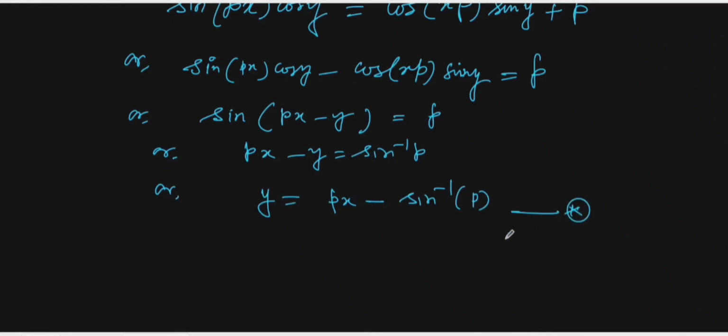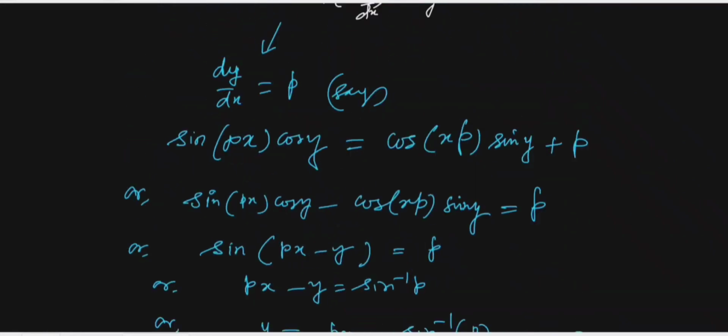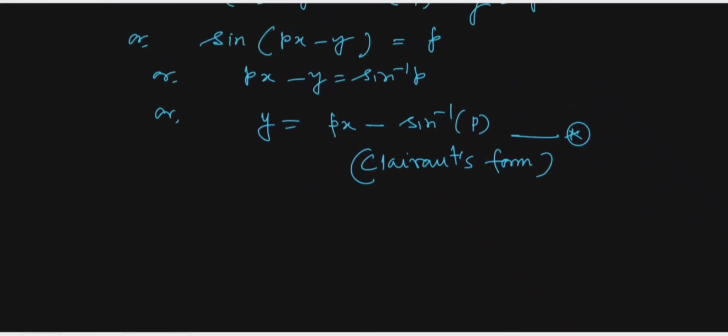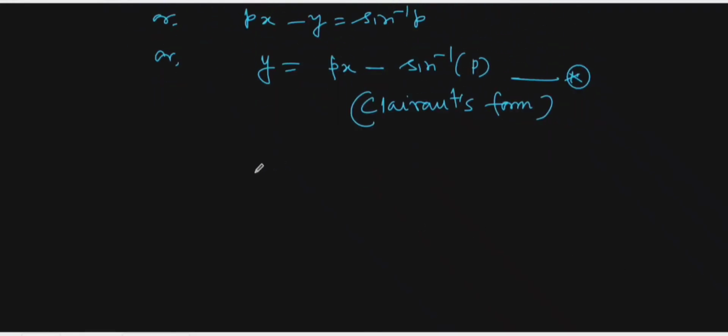And see, this is an equation of Clairaut's form, and we can easily solve this. But here the question is we have to find the singular solution too. So, for that, just differentiate star with respect to x.